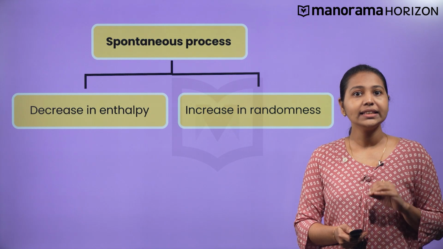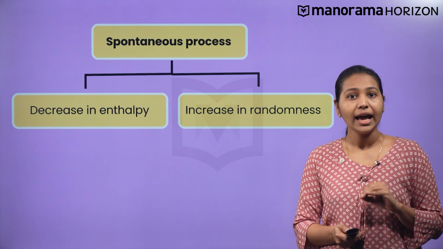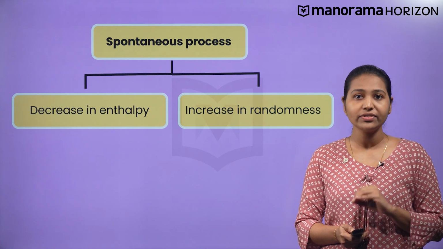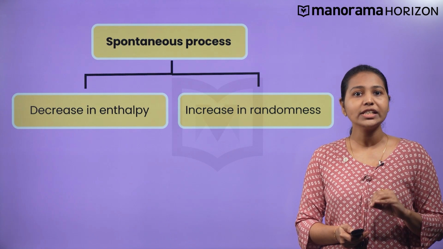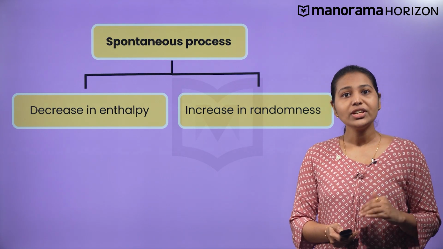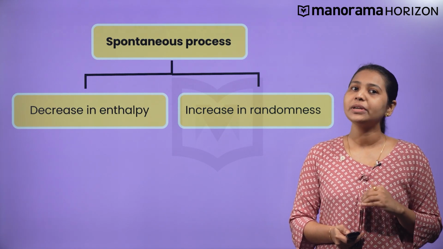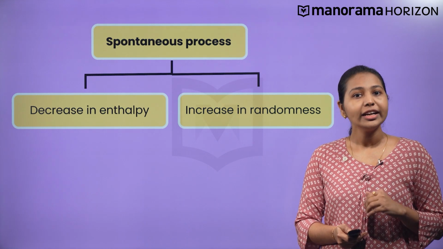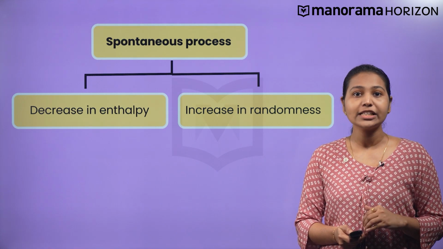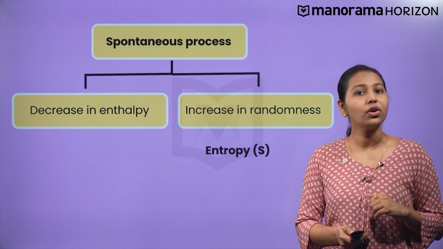Thus, you may say that the tendency for a decrease in enthalpy and/or the tendency for an increase in randomness is the criterion for a spontaneous process. The enthalpy changes of a system can be measured calorimetrically. Then, tell me, how will you measure randomness? Well, randomness or disorder of a system is expressed by a thermodynamic function known as entropy.